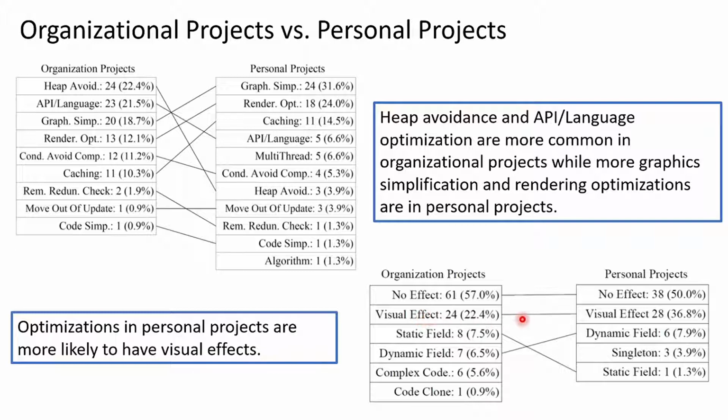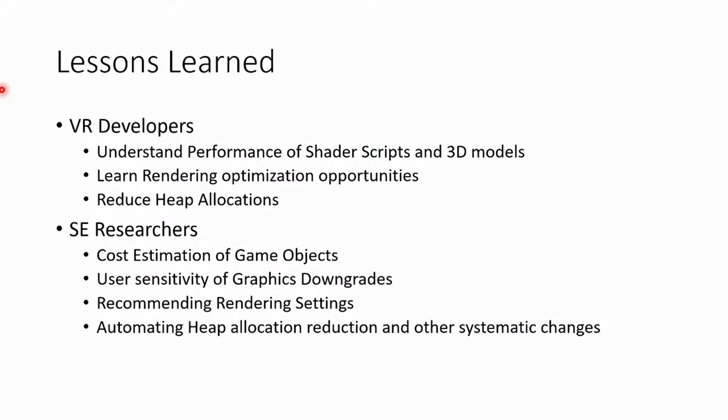effects. So we can see that for organizational projects, the visual effect happened in only 22% of all the optimizations, whereas for personal projects its proportion is 37%. So finally, I'm going to summarize the lessons learned from our study.